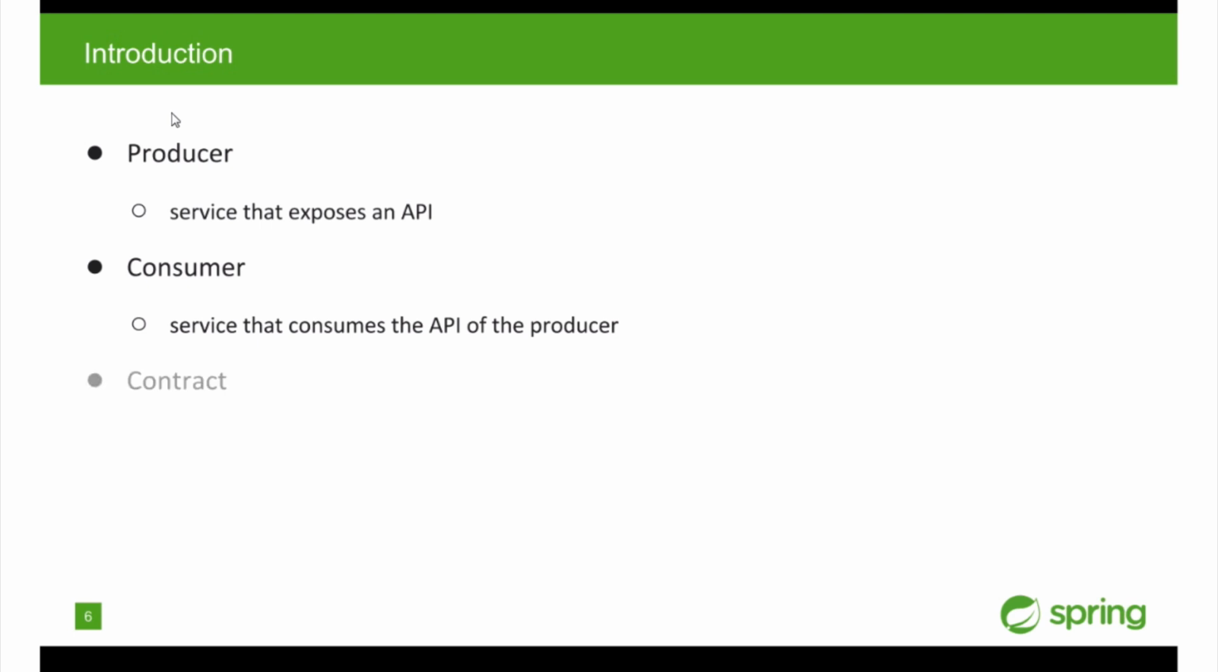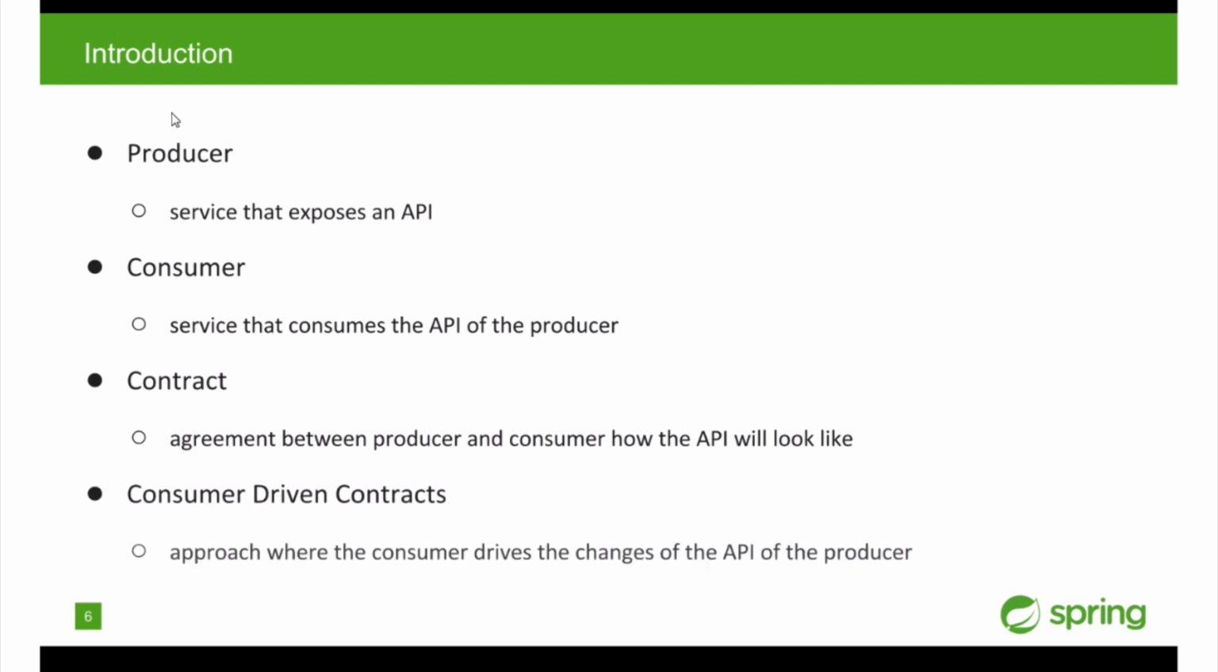What is a contract? A contract is an agreement between a producer and a consumer on how the API will look. It's a written statement. Typically, some companies write those down in documents like Word or Confluence pages. We don't want to use that. We need something that can be inside code and that can help us bind those sides to this agreement. Now, a consumer-driven contract is an approach where the consumer is driving the changes of the API of the producer. What does it mean? Since the consumer is the one that is using the API, that's why it's called a consumer, it knows best how the API should look. And how it's done in practice, you're going to see during the demo.